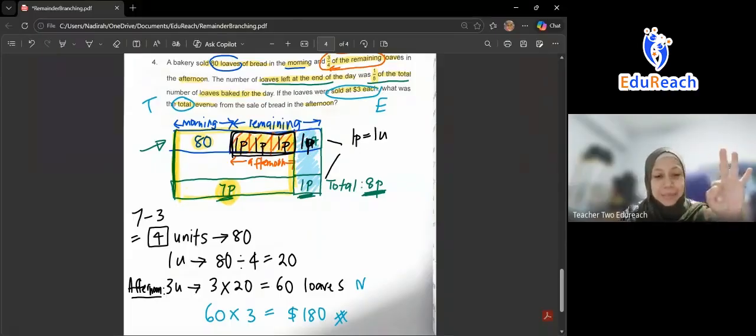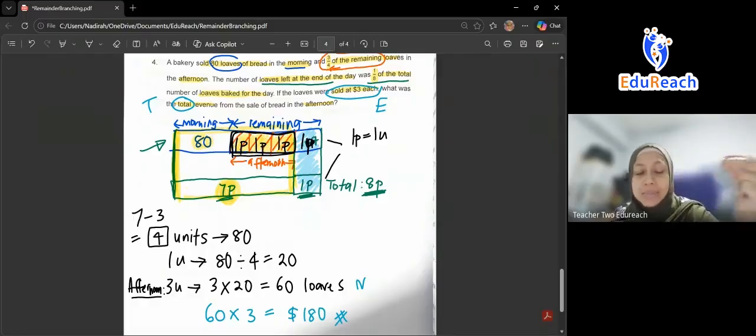Technically 3 steps. You divide, you times, and you times again. Right? Just 3 steps. But the marks for this could be 4 or even 5 marks. Why? Because they are really looking at your understanding of the remaining concept, whether you can visualize it by drawing your model correctly or not.